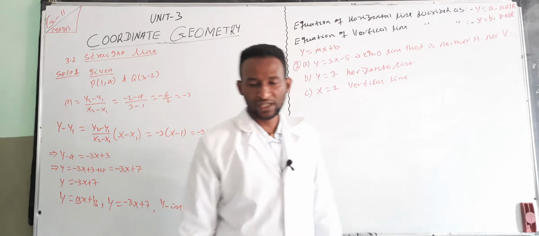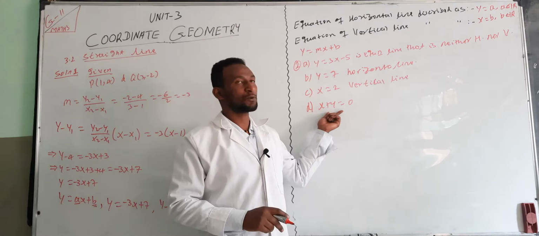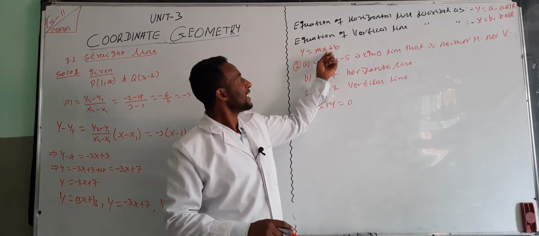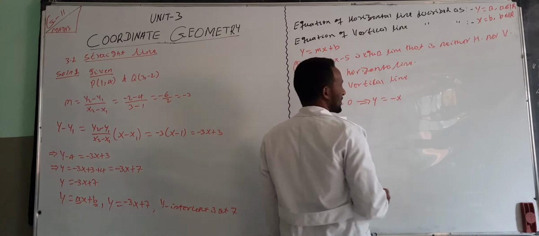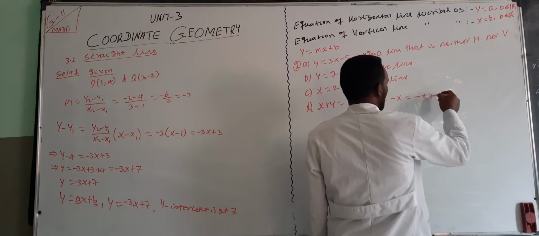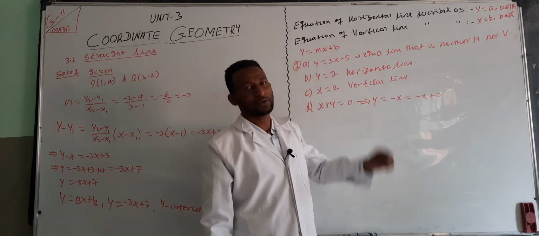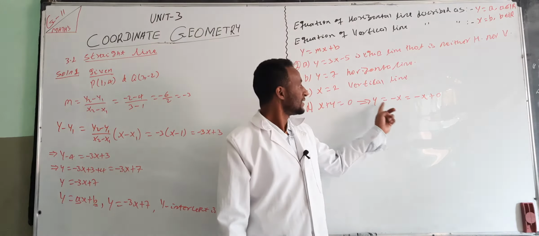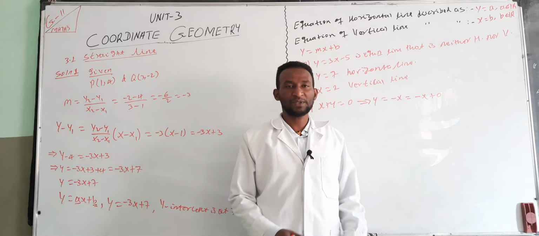And when we see d expressed as x plus y is equal to 0, when we change this equation of the line into the form y is equal to mx plus b, it becomes y is equal to negative x. This means the same as negative x plus 0. Therefore, in the form y is equal to mx plus b, the slope of this equation of line is negative 1 and the y-intercept is at 0.